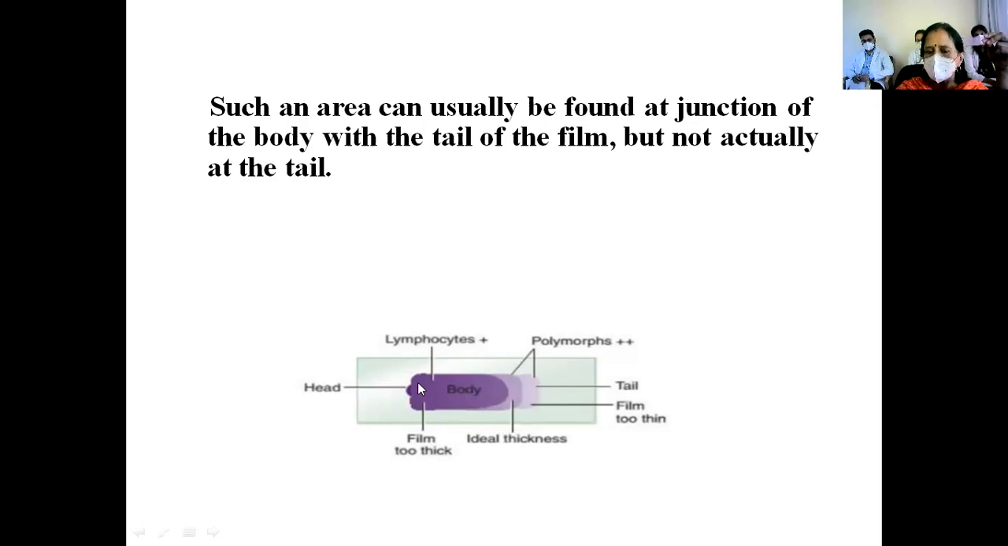If you go and observe the cells at the head, all the RBCs are crowded there. It looks like a thick smear and a lot of rouleaux is there. If we go to the extreme periphery, they all look round. Their morphology is not normal. So we have to choose an area, the junction of the body and the tail, where RBCs are just separated from each other or just touching each other so that we can appreciate the morphology.